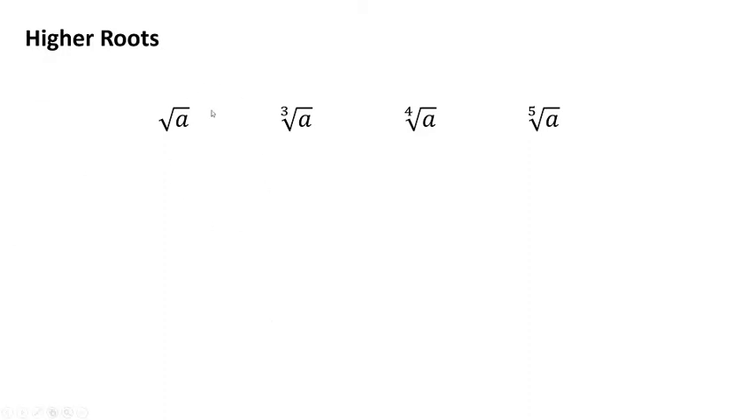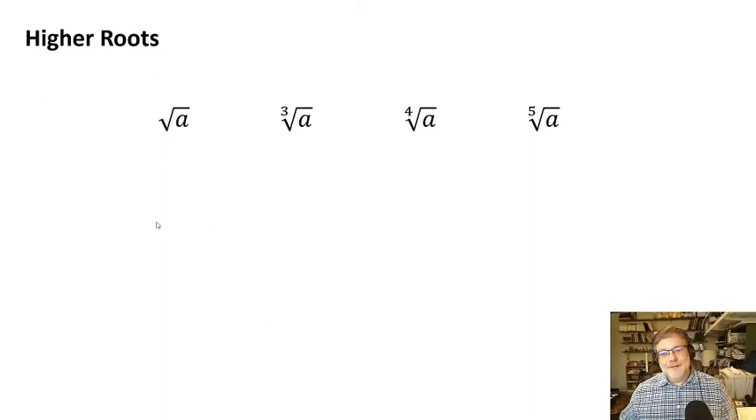Okay, and as it turns out, we don't just have square roots to talk about here. That's what this symbol here is, in which we ask what number times itself is equal to a. We can also ask the question, what number times itself times itself is equal to a? And that's the cube root of a. What number times itself, four times, is equal to a? That's the fourth root of a. And what number times itself, five times, is equal to a? That's the fifth root of a.